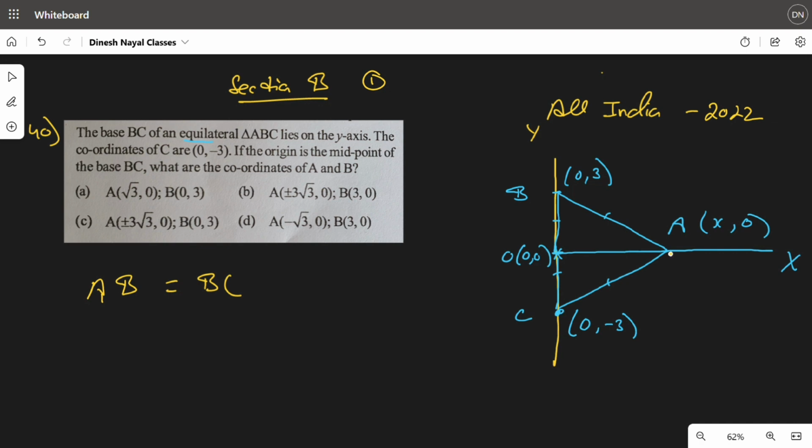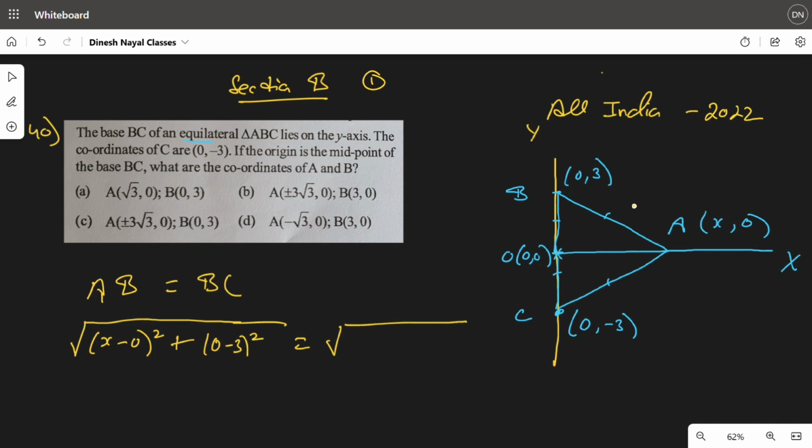Okay, applying the same distance formula for AB. So this is under root. Consider this as x1, y1, and this as x2, y2. So this will be x minus 0 whole square, plus y2 minus y1, which is 0 minus 3, whole square, equals under root BC.